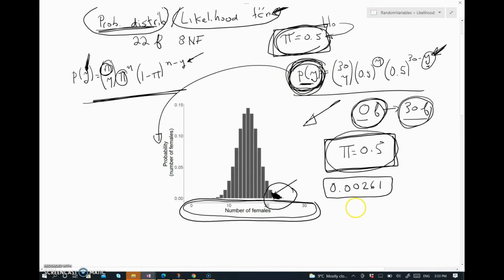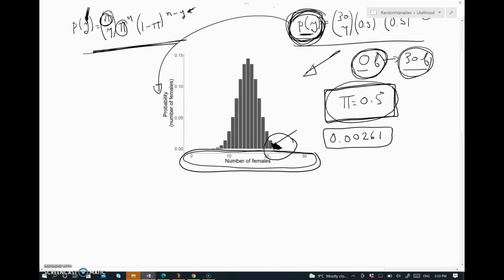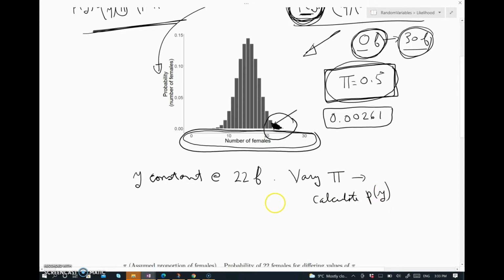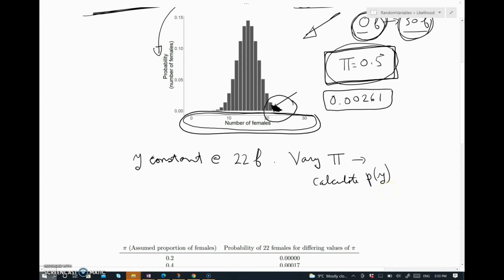Now what we're going to do with likelihood is flip that around. So now we're going to hold y constant at 22 females. Now we're going to vary pi, and we're going to calculate that function. So let's just do a couple of examples. Let's start off with an example where pi is equal to 0.4.